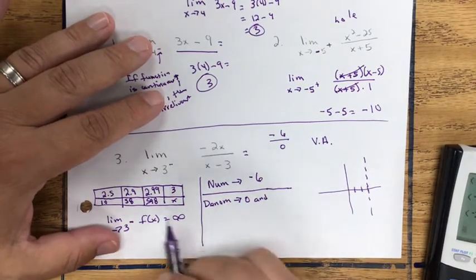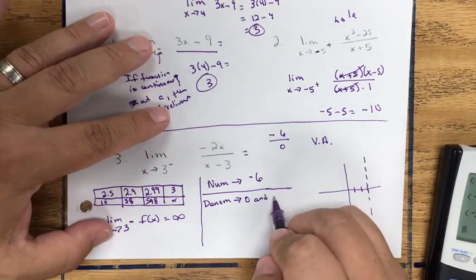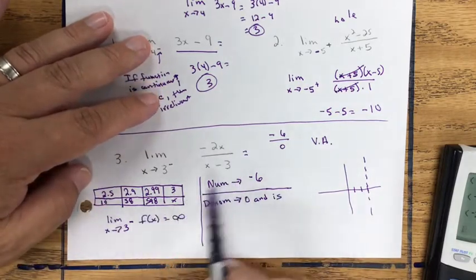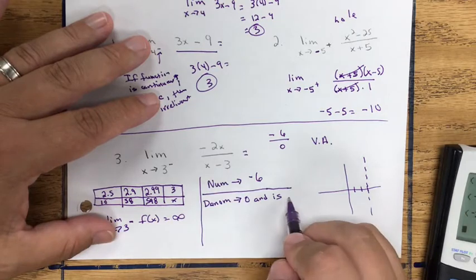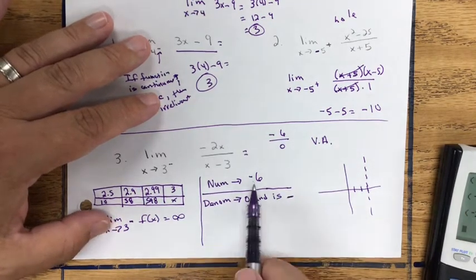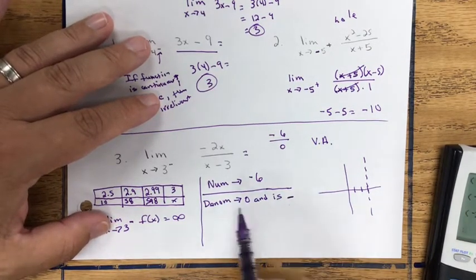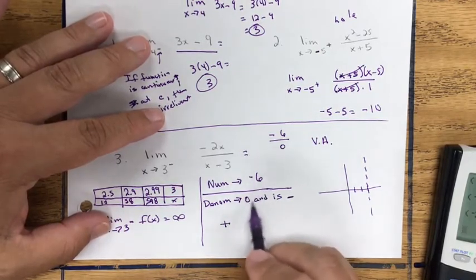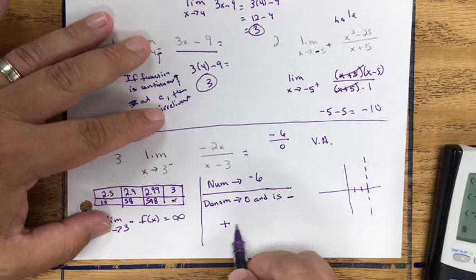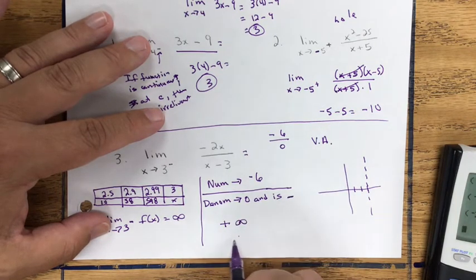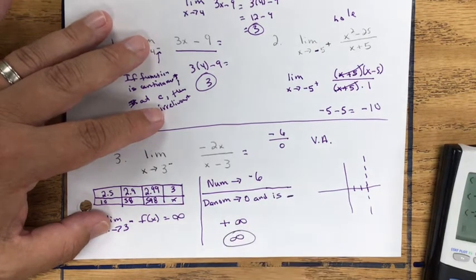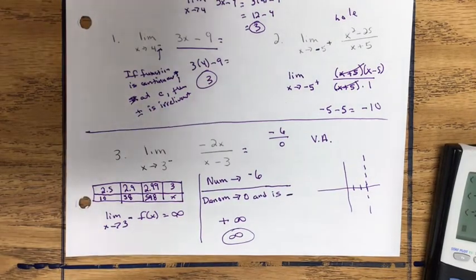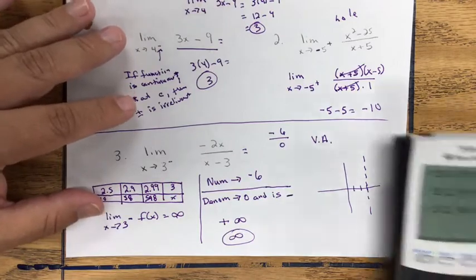And the number is, so if I put in 2.5 minus 3, 2.9 minus 3, 2.99 minus 3, I'm going to get a negative number. So -6 divided by a negative number is going to be a positive number, and a -6 divided by a number really close to 0 is either going to go to positive infinity or negative infinity, so it's going to positive infinity. So that's the other way to explain it. All right, I think that is a much faster explanation.